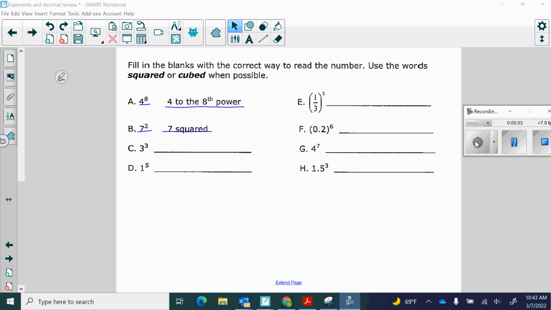You're supposed to write them how you read them. So let's look at this. How would I write or read 3 with an exponent of 3? 3 cubed. How would I write 1 with an exponent of 5, Emma? 1 to the 5th power.